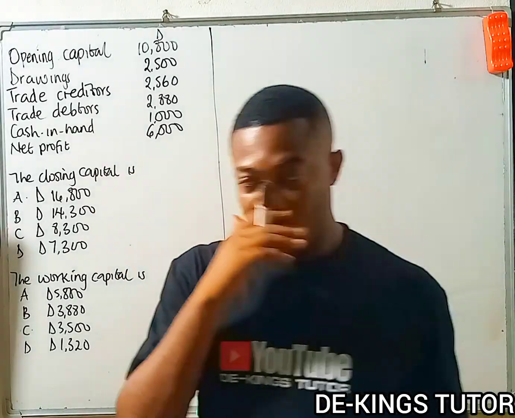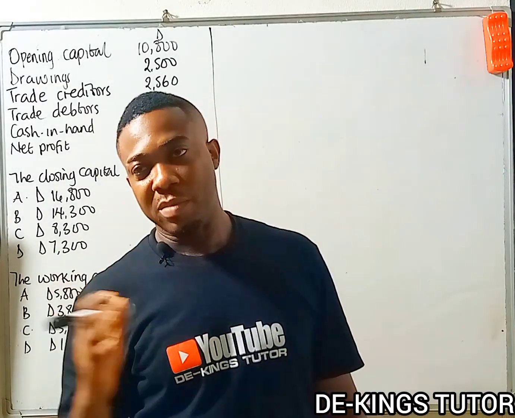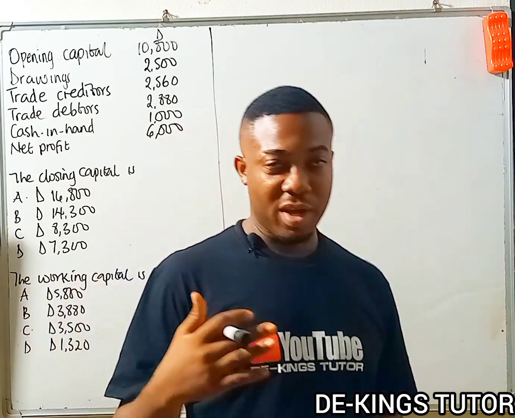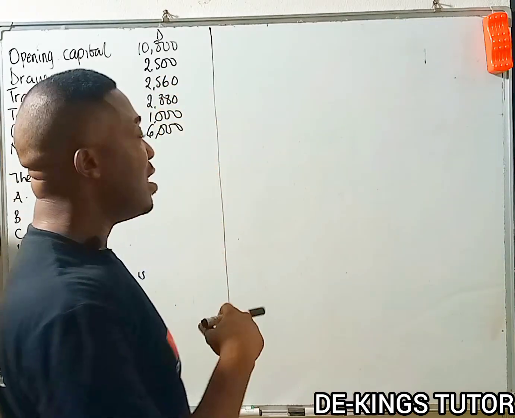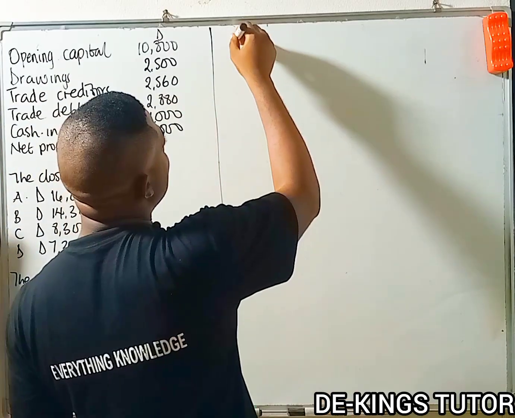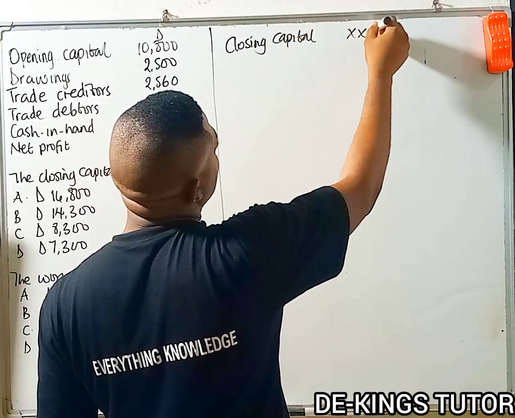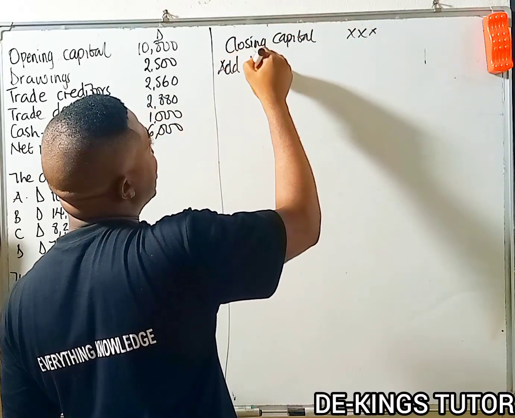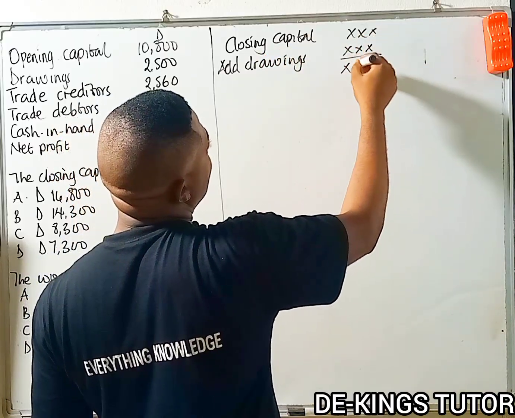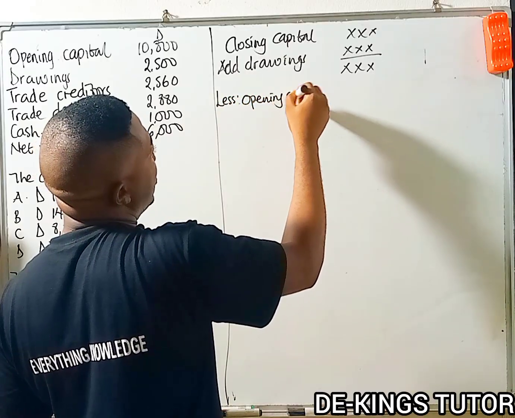Now the closing capital, given these items, we are going to look for it using the format of single entry and incomplete records, the statement of profit or loss, how we can get profit. Because if you watch these other items, this is the item that connotes to that. So the format for that is the closing capital, then add drawings, to give you a value. Then you now less the opening capital.